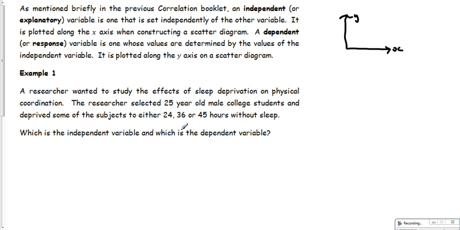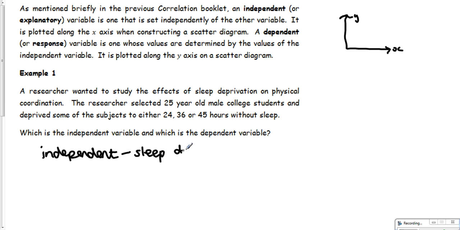And we've got to decide which variable is which. So if you think about where you would put them on the axes, you've got to think about which one would cause the other one to happen. So would sleep deprivation affect physical coordination, or would physical coordination affect sleep deprivation? Well, hopefully you can spot that the independent variable, the one we would put on the x-axis, is sleep deprivation.